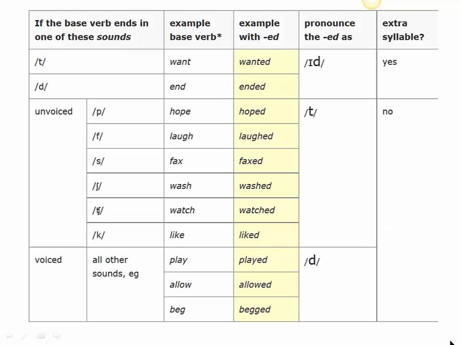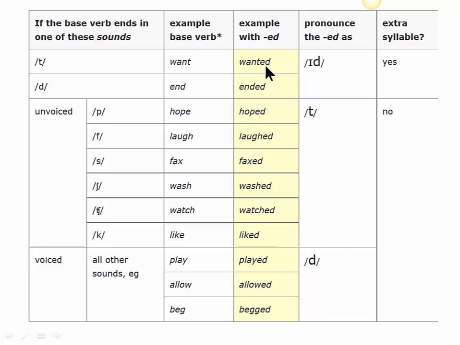So this chart is from EnglishClub.com, and we will work through it and some examples to help you with your pronunciation of ed verbs. First, take a look here. If your verb ends in the sound t, you're going to add an extra syllable, and it's going to sound like id. For example, want ends in the sound t. So the past tense is wanted.